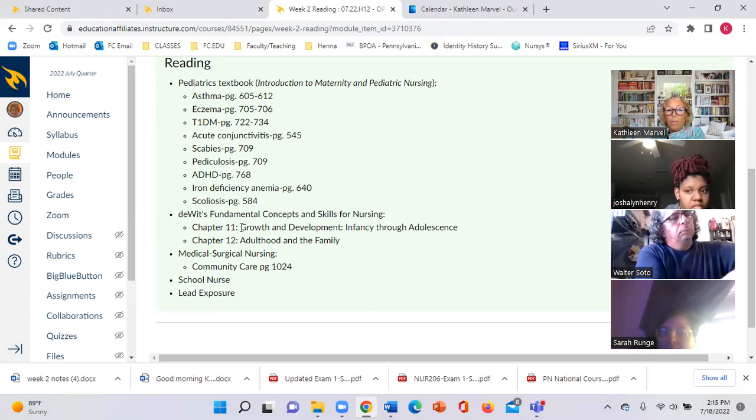Okay, and then chapter 11 is growth and development, infancy through adolescence, and chapter 12, adulthood and the family. Okay, and then your 1 page in community, which is community care. We'll start off by covering school nurse and lead exposure now with our concept sheets that are built right into your module, and then we'll go over to the notes. And I sent you all week 2 notes last evening.